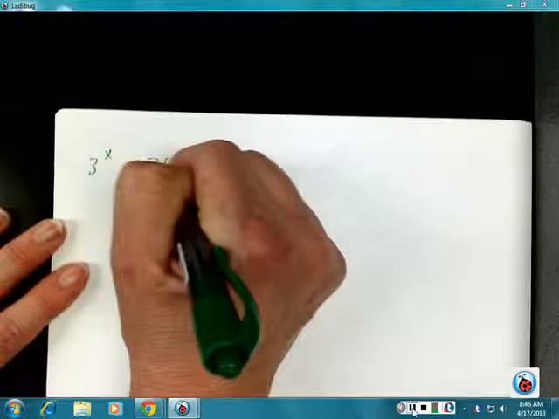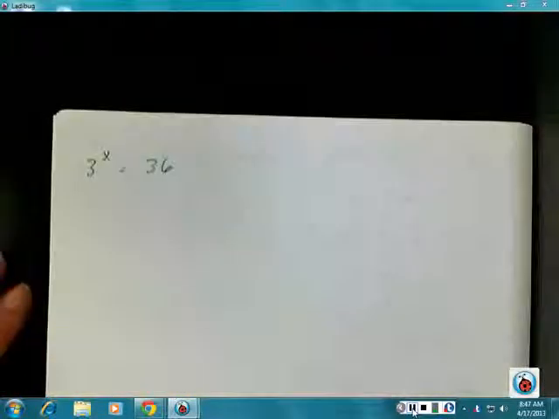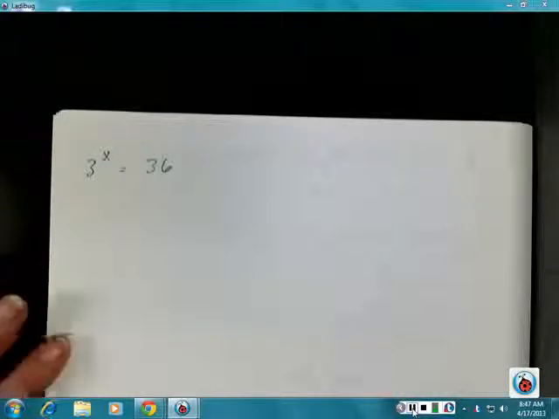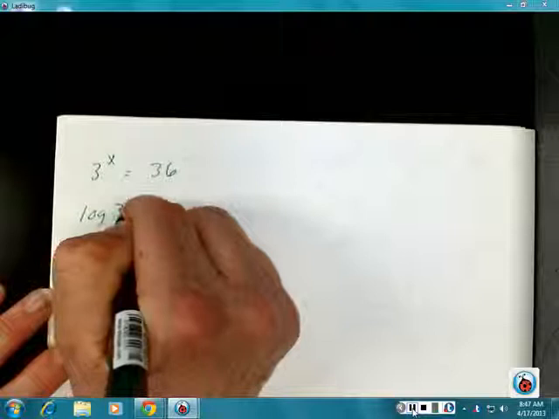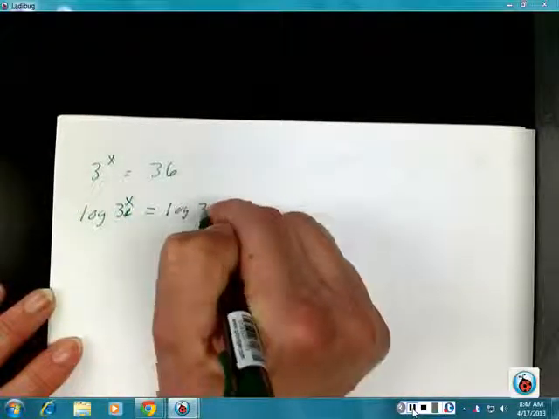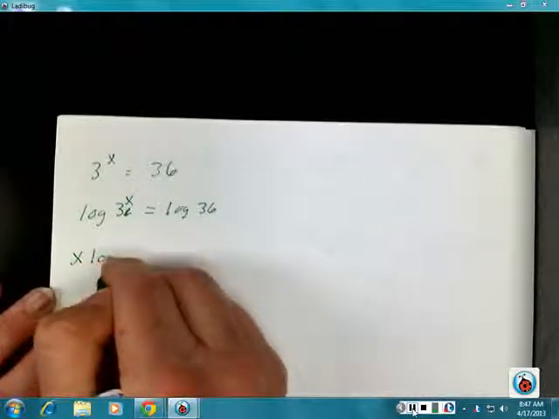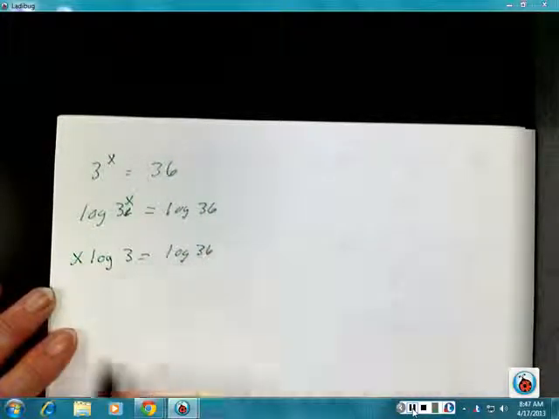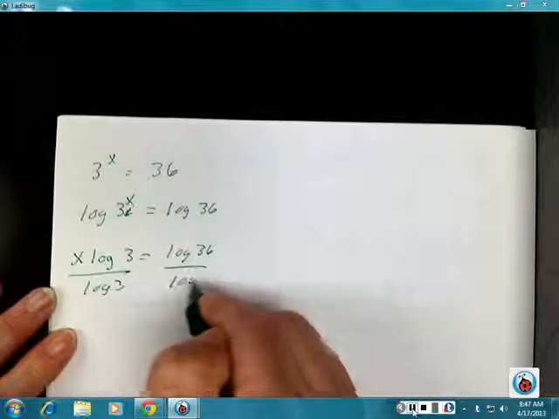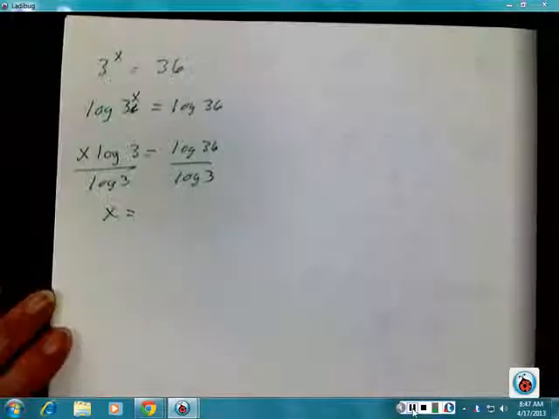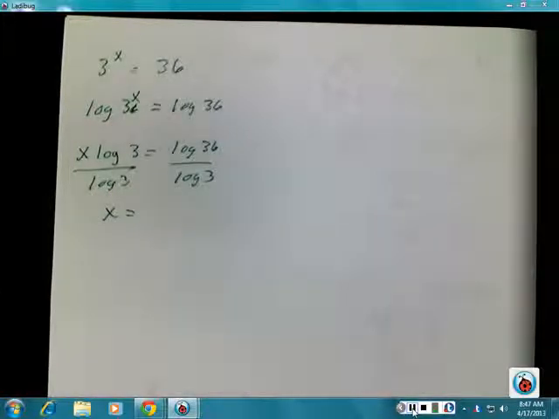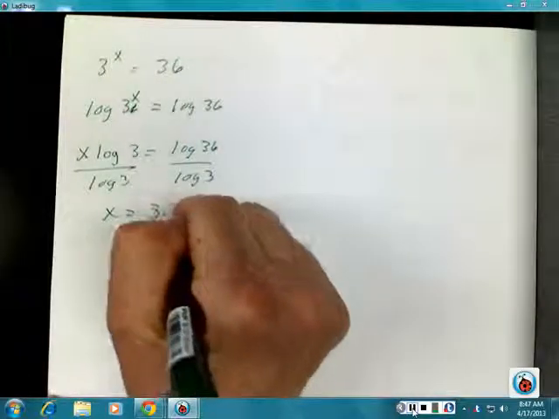3 to the x is equal to 36. If I have this one, I can never get 36 into solid 3's, so I don't have like bases. So once again, put a log in front of each. Bring my x out in front of my log. Divide by log 3. And we will simply find out that x is going to be equal to, what does it equal if you put that one onto your calculator? 3.26.